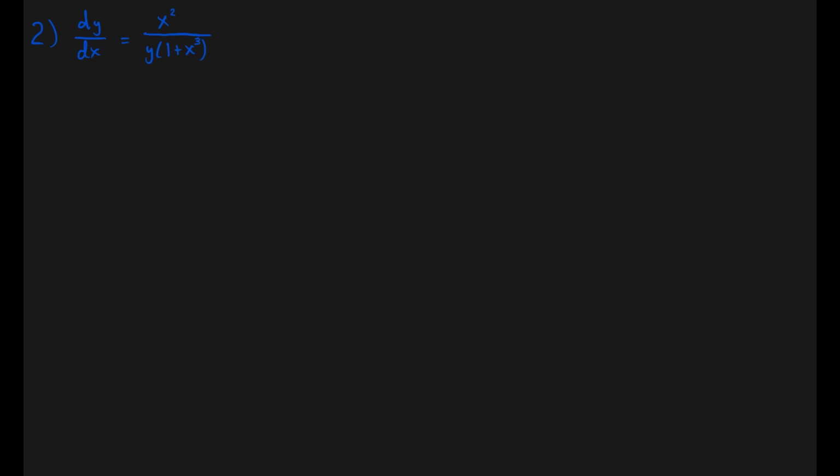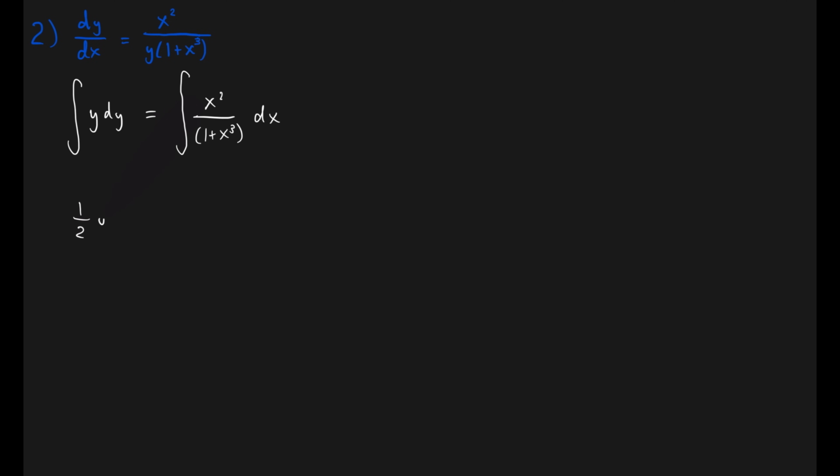We're going to multiply both sides of the equation by y and also by dx. This is going to give us y dy on the left side, and on the right side, it's going to give us x squared over 1 plus x cubed dx. Now we can integrate both of these sides of the equation pretty easily because we've got each variable on its own side.